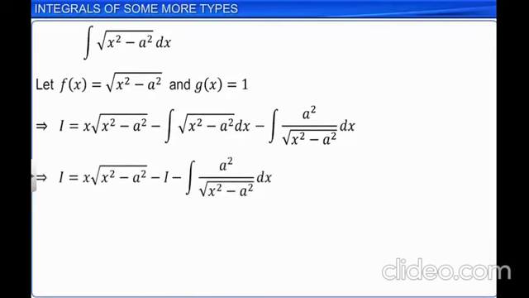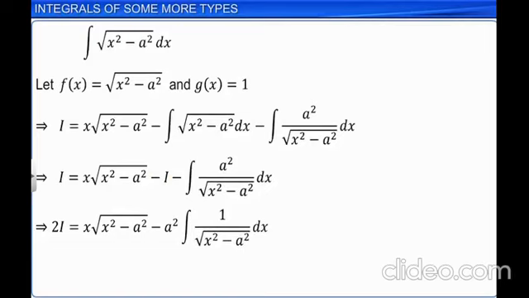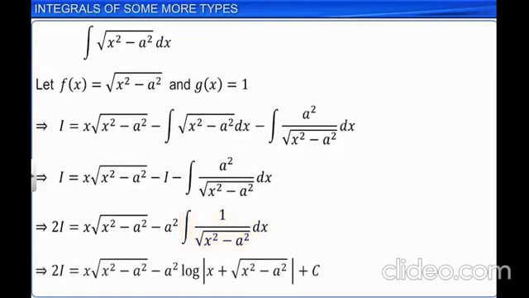Taking minus I from the right-hand side to the left-hand side, we get 2I is equal to x into square root of x square minus a square minus a square into integral of 1 upon square root of x square minus a square dx. Now, the integral on the right-hand side is a standard integral and is equal to log mod of x plus square root of x square minus a square plus the constant c.